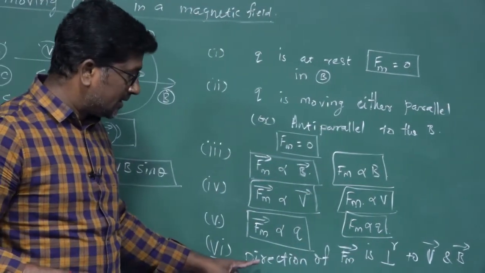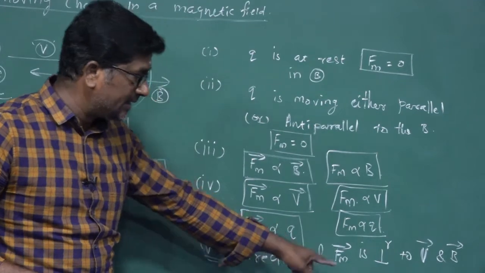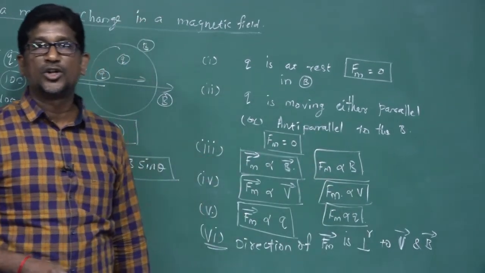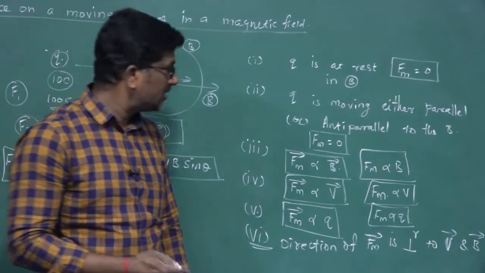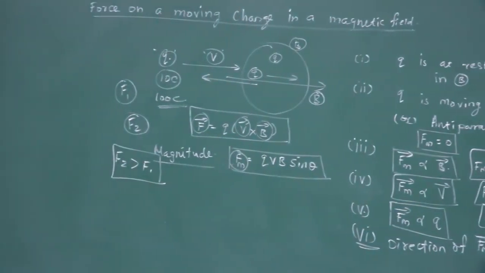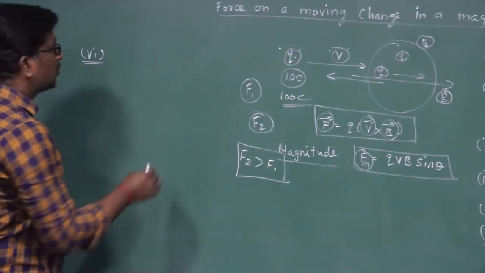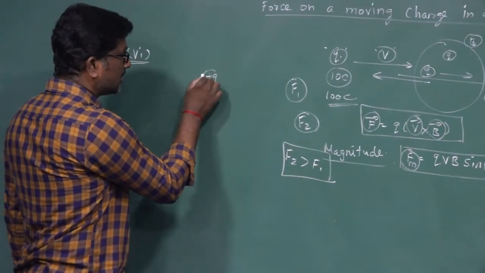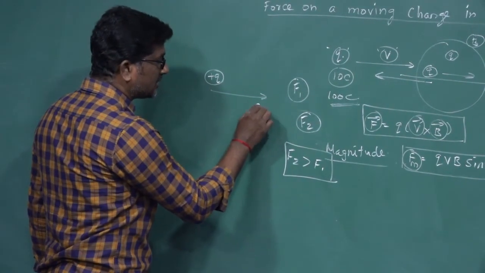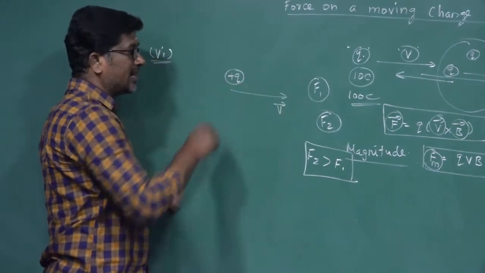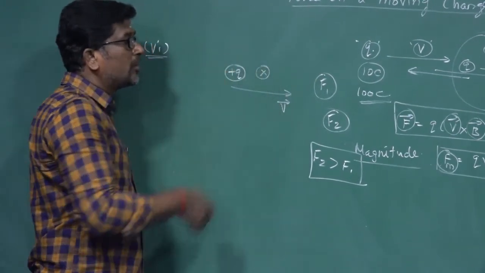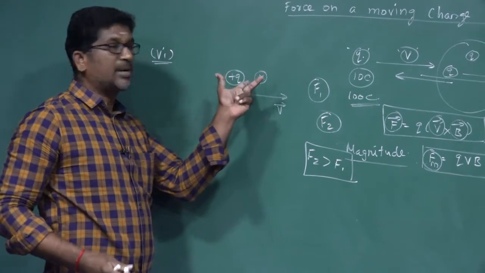And next, the direction of magnetic force is perpendicular to the plane containing the v vector and the B vector. Right? And next, suppose the given charge is positive, moving with a velocity v in this direction, and a magnetic field is acting perpendicular to the plane of the board and inward.